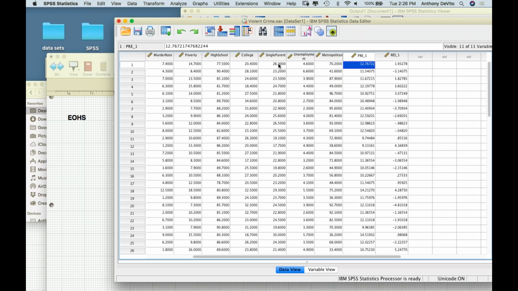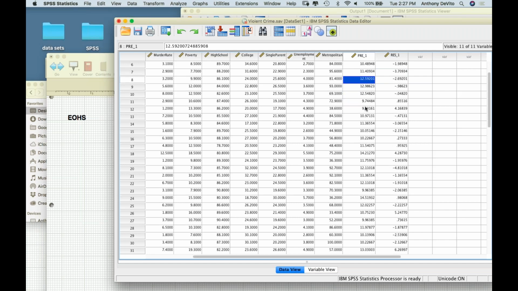If I apply my formula to a single parent rate of 26%, my formula would predict that the poverty rate was 12.8%. I was off. I predicted it was going to be pretty high, but I was still off. This number, the residual, is the difference between the two of them. That's the error for each one of these. So using my formula, this is what I predict for each one of them.